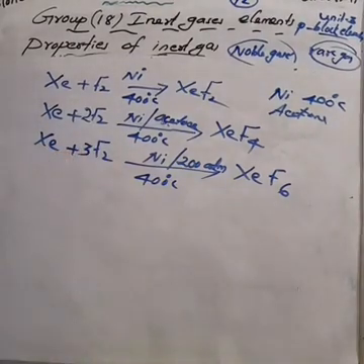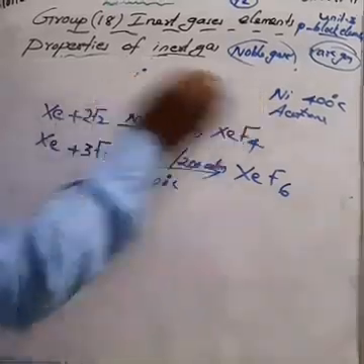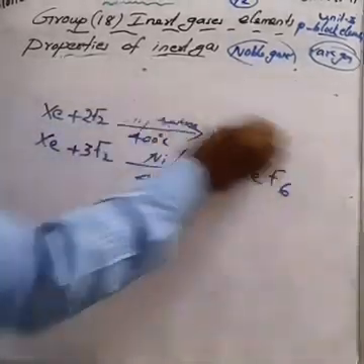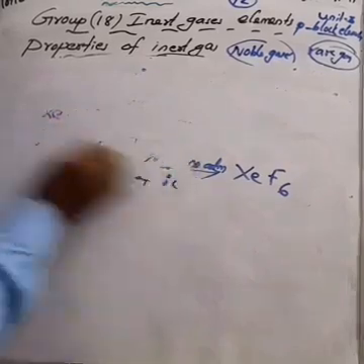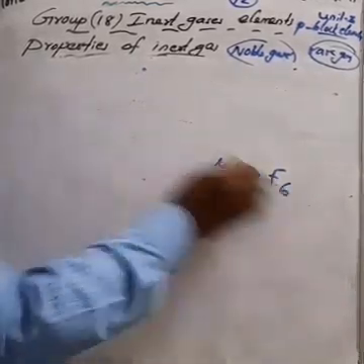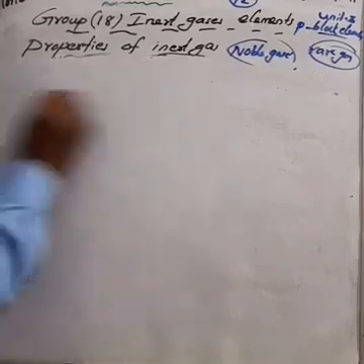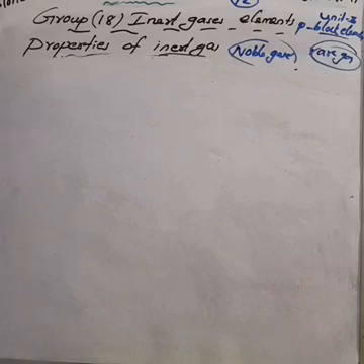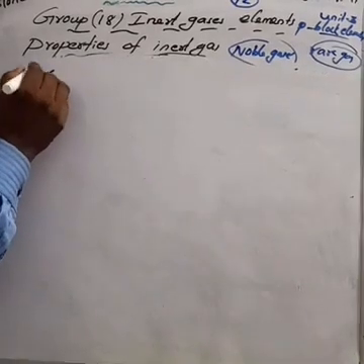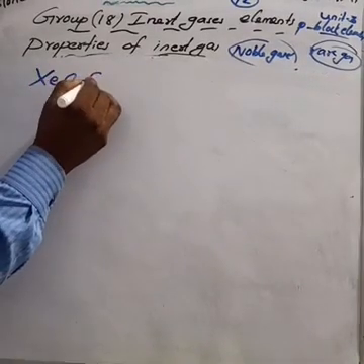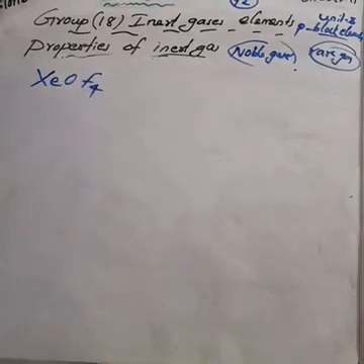Next, XeF6 on heating at 50 degrees Celsius in the presence of silica, which product is formed? That is the important point. That means, how is xenon oxytetrafluoride prepared? That's a question. Okay, what's the formula? XeOF4. So how can you prepare it?